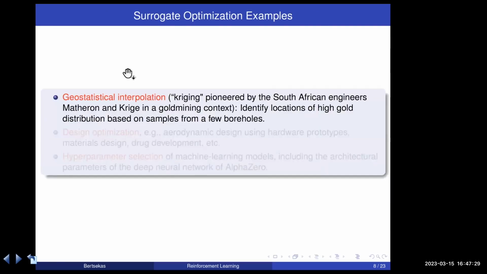Okay, so some examples of surrogate optimization. Geostatistical interpolation. A classical application of this took place in South Africa in the context of gold mining. The names of Matheron and Krige, engineers in South Africa, are associated with this application. In fact, you'll see the name kriging in the literature. Kriging is associated with Krige.